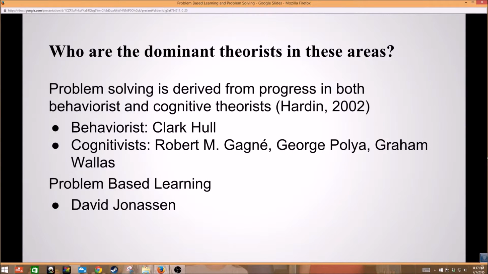Who are the dominant theorists in these areas? Problem solving is derived from progress in both the behaviorist and cognitive theorists. So from the behaviorists, we have ideas from Clark Hull, and from cognitivists, we have Gagne, George Polya, Graham Wallace, and from problem-based learning, we have David Jonassen.